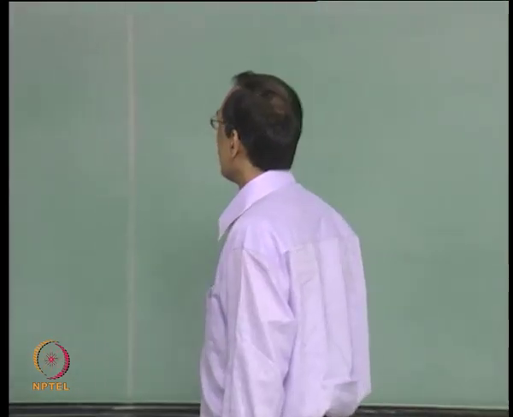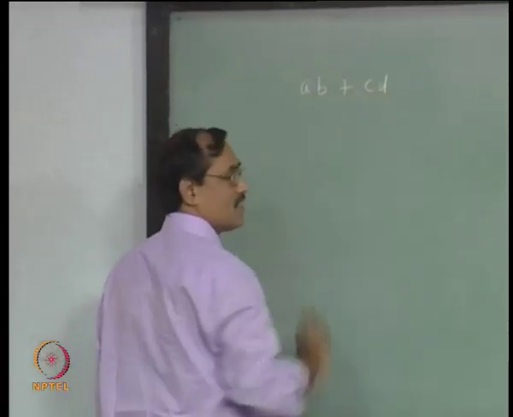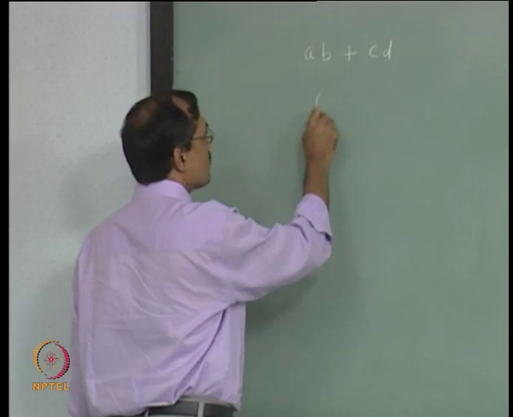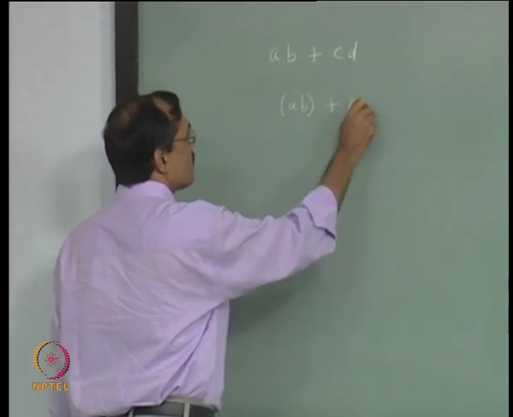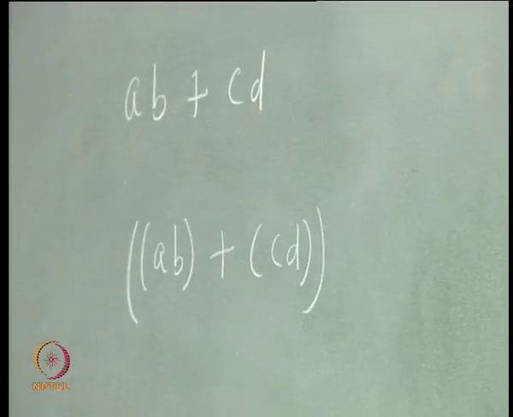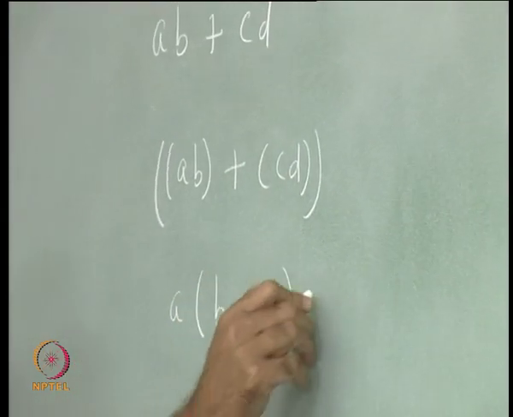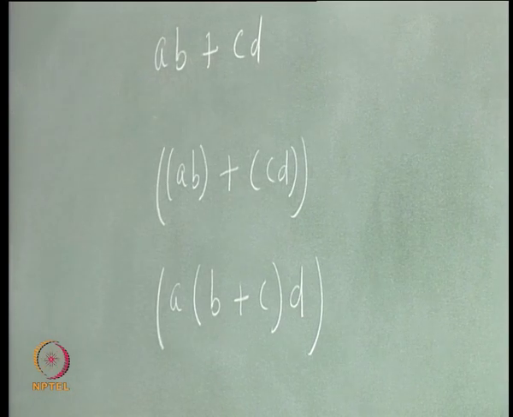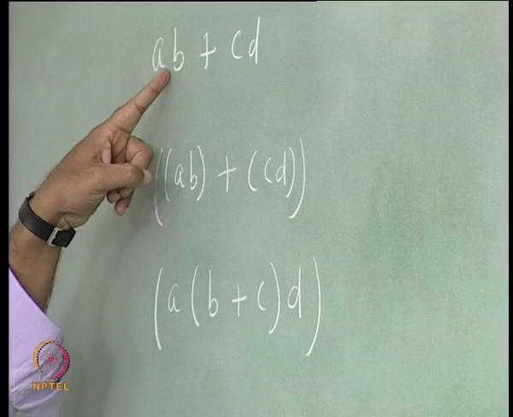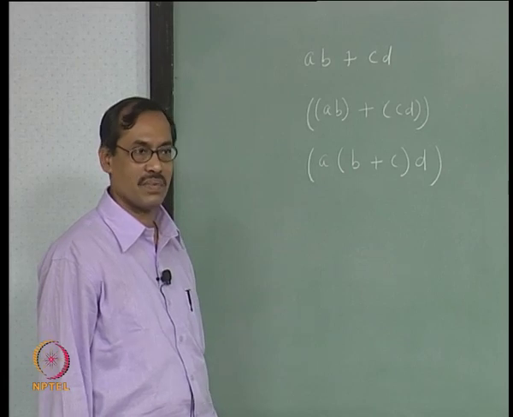Suppose you write say a b plus c d in usual mathematics, then you would think of it as this, right. If you put the parentheses, it would look like this, but certainly not like this, right. It is because multiplication has higher precedence than addition. This is what we mean by higher and lower precedence.